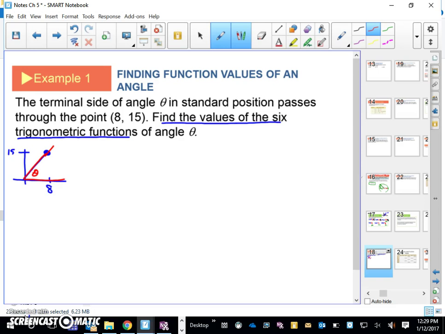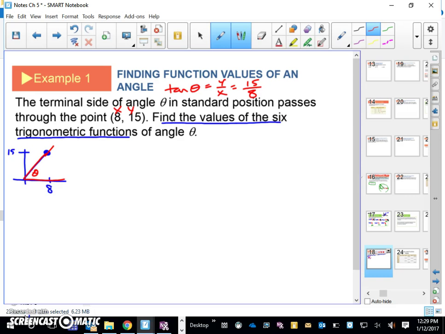They're giving me an XY point, and that's the best piece of information they could give. They're giving me an X and a Y. So since we know tangent theta is Y over X, you should already be able to tell me one of the 6 trig function values. One of them is 15 over 8. If tangent theta is Y over X, then that's 15 over 8. So I've already got it.